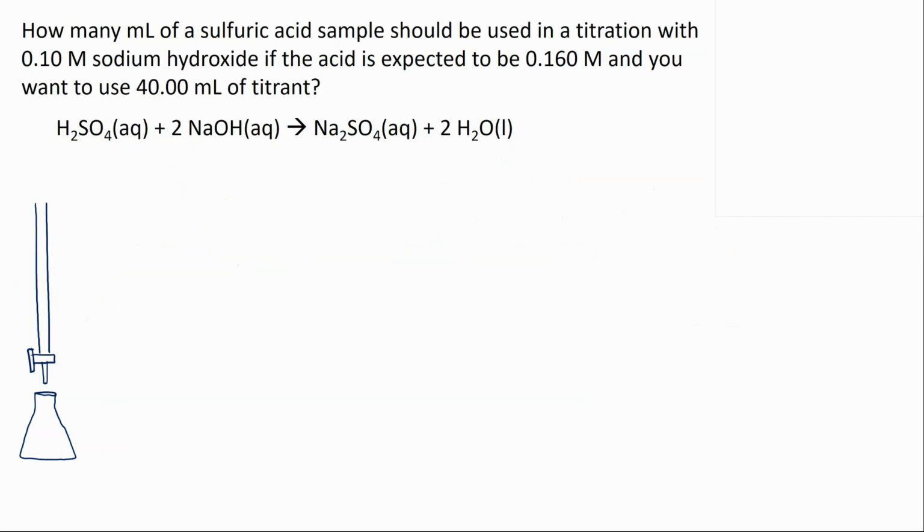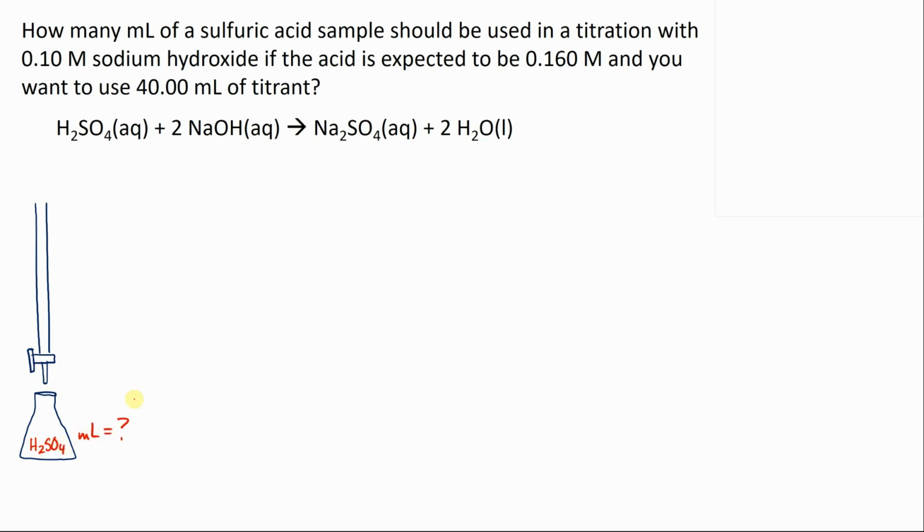Conversely, we might know more about the titrant amount we want to use and be calculating how much unknown we should add to the experiment. So in this example, we have how many milliliters of sulfuric acid. That's still going to be down here.